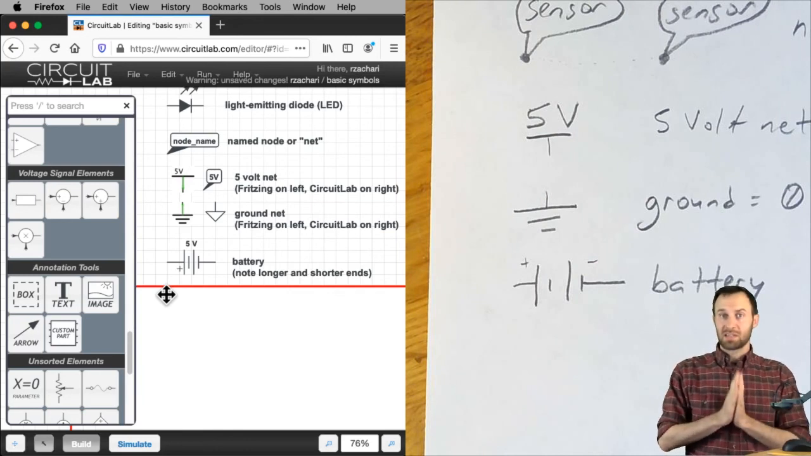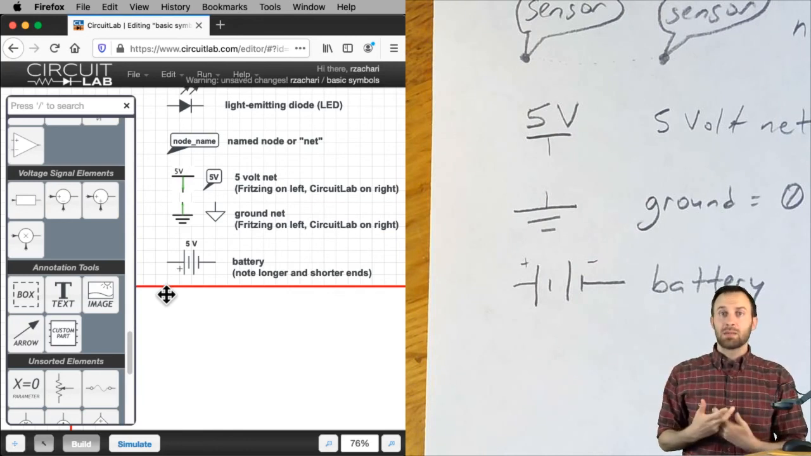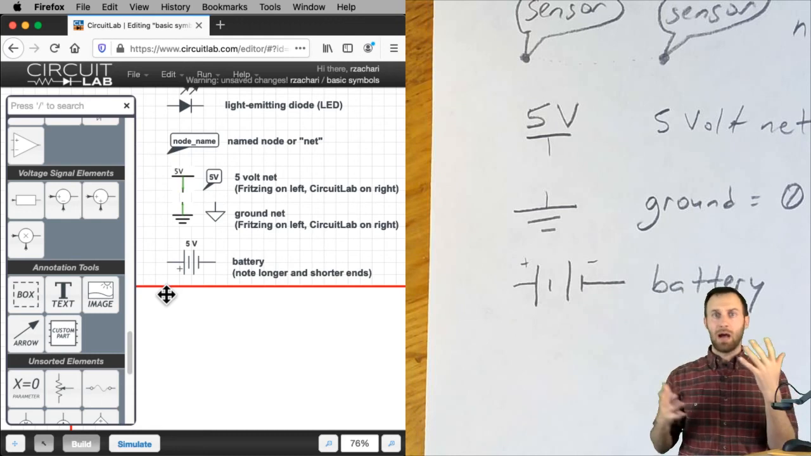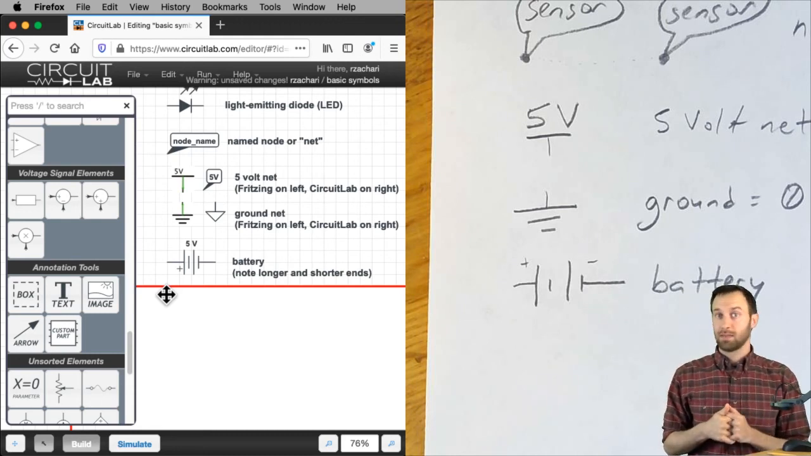So that's enough symbols that we're actually going to be able to use these, put some circuits together, and start to think about electrical flow. And that's what's up next.